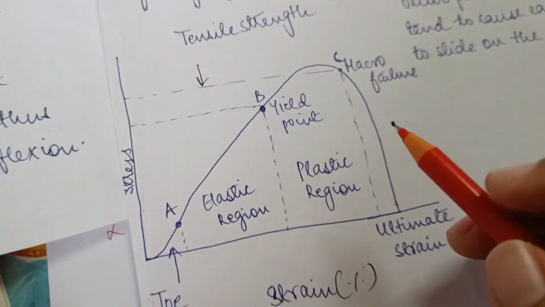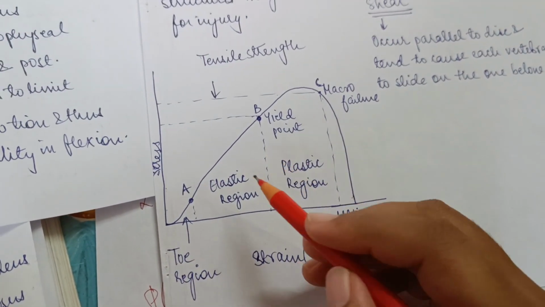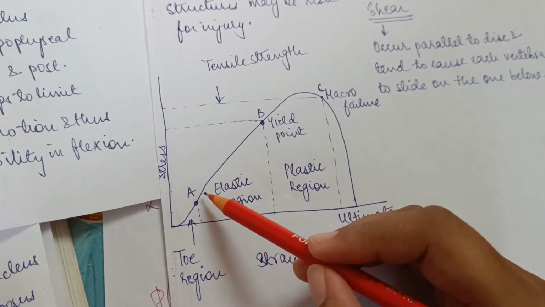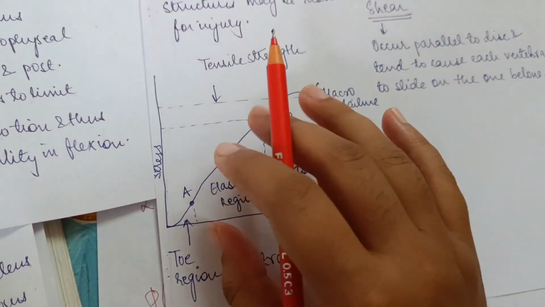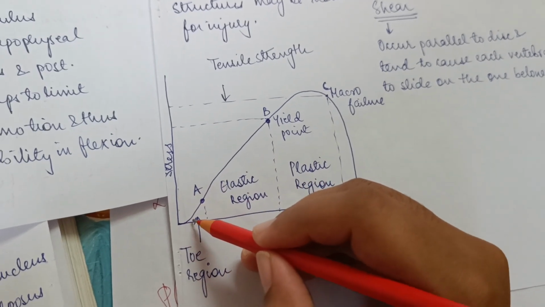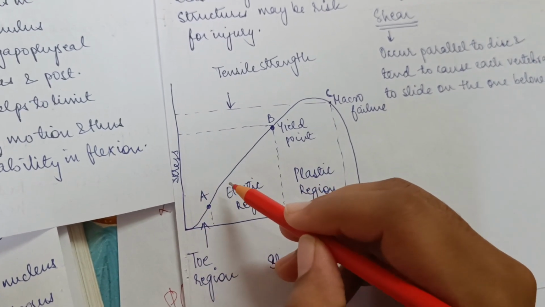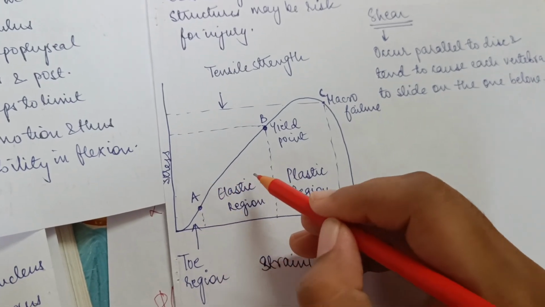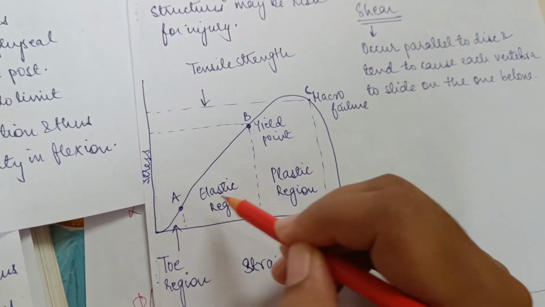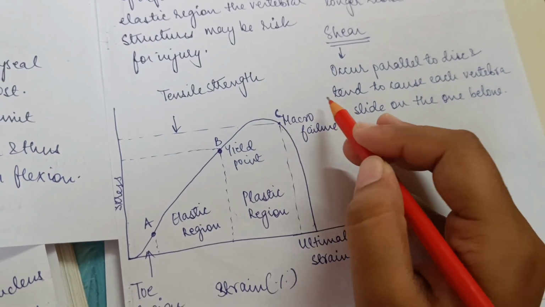Suppose this is your stress strain curve. This is the stress and this is the deformation. When your vertebral body is given a certain amount of force, it will deform a bit and come back to its original position. As the stress levels increase, there are less chances of it coming back to its original position. Ultimately there will be a point at which macro failure is going to occur.